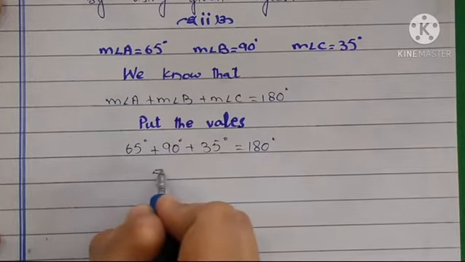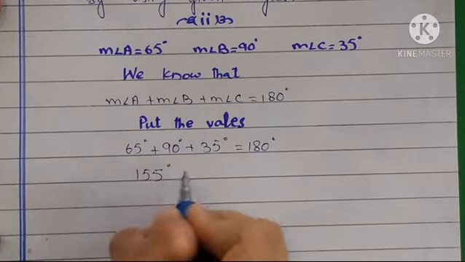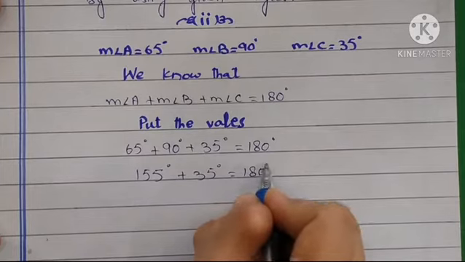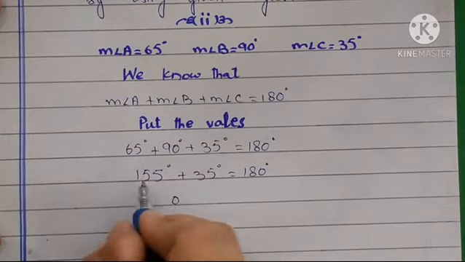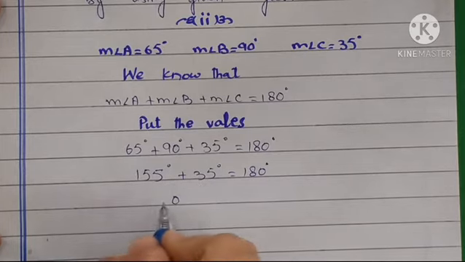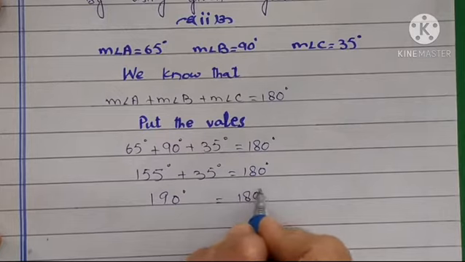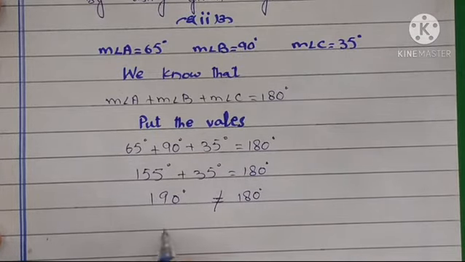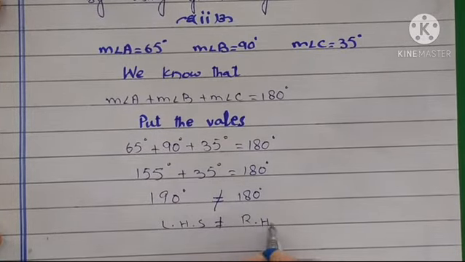After adding, we will get 5. 9 plus 6 is equal to 15. 155 degrees plus 35 degrees is equal to 180 degrees. Now we will add them. 5 plus 5 is 10, 0 and 1 carry. 5 plus 3 is 8 and 1 is 9, and 1. So we get 190 degrees after adding them, which is not equal to 180 degrees. So left hand side is not equal to right hand side.